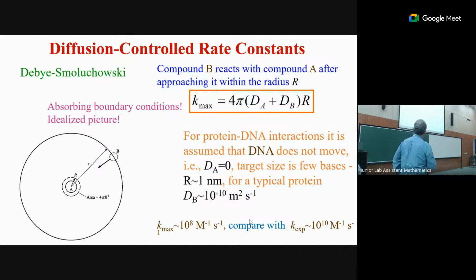So the maximal possible rate is the sum of diffusion coefficients of A and B, times 4 pi, which is a three-dimensional geometric factor, and R is the distance, essentially the sum of the sizes of the molecules. We know typical proteins' diffusion coefficients, so we do back of the envelope calculations. That should be the maximal possible rate.